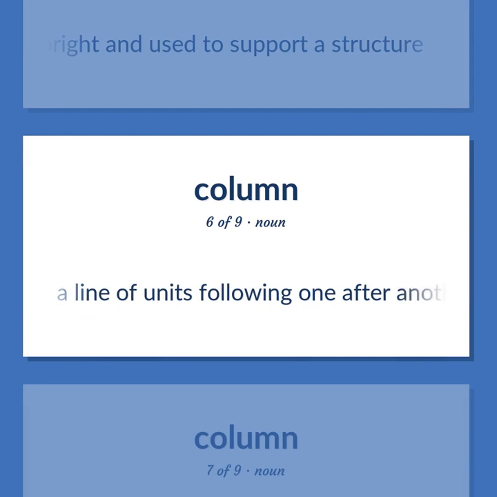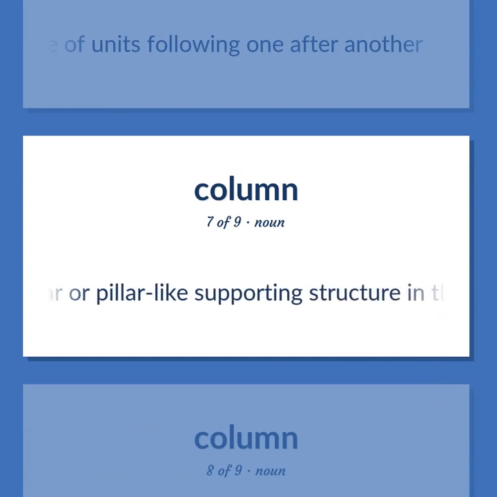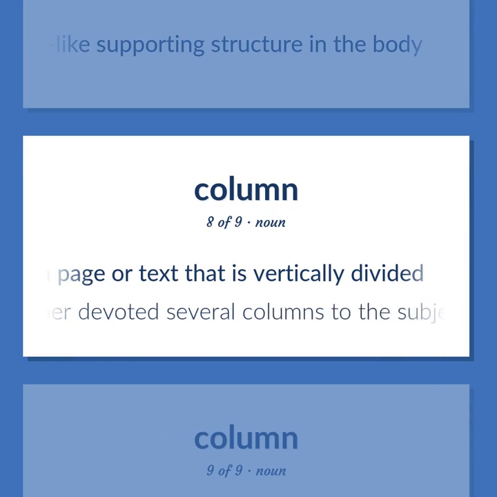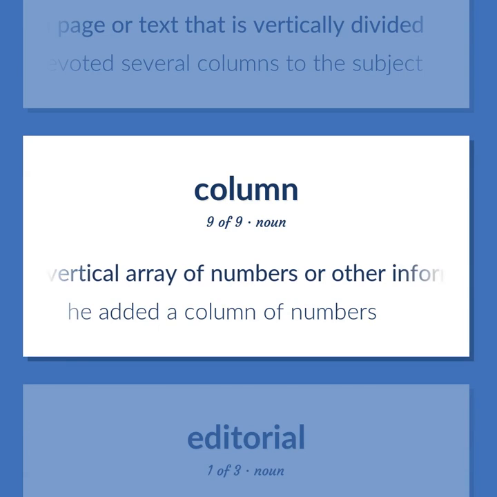A line of units following one after another. Any tubular or pillar-like supporting structure in the body. A page or text that is vertically divided. The newspaper devoted several columns to the subject. A vertical array of numbers or other information. He added a column of numbers.